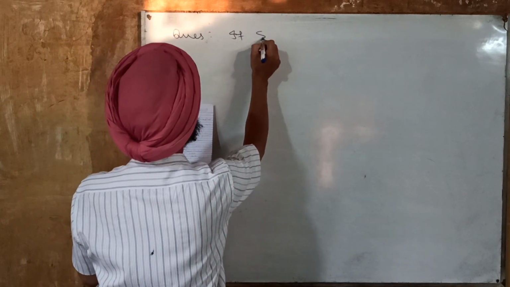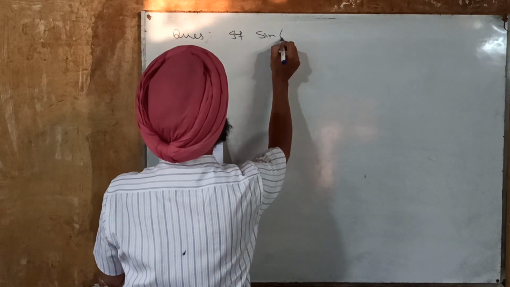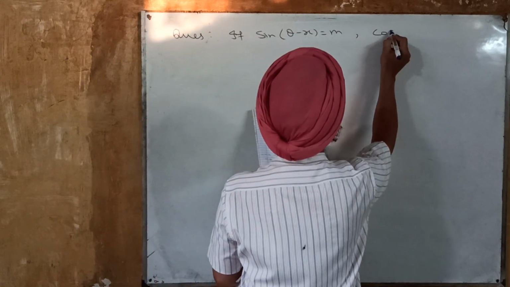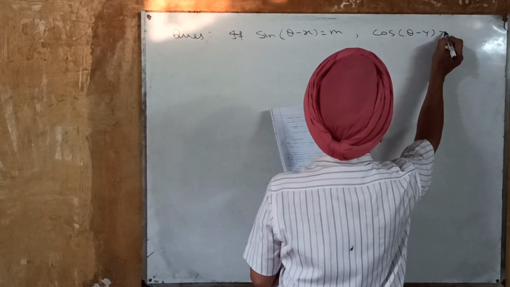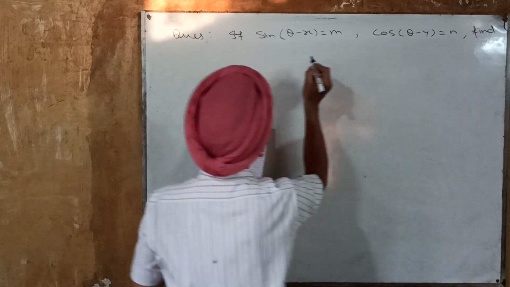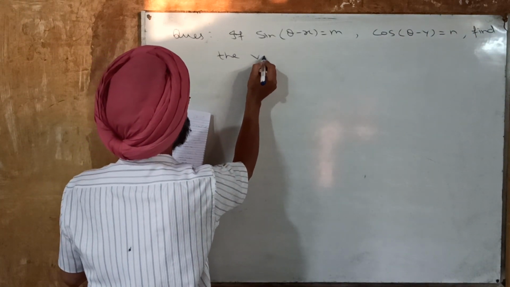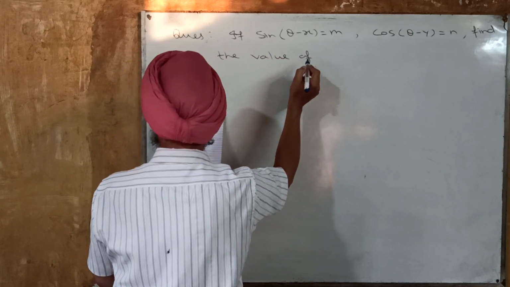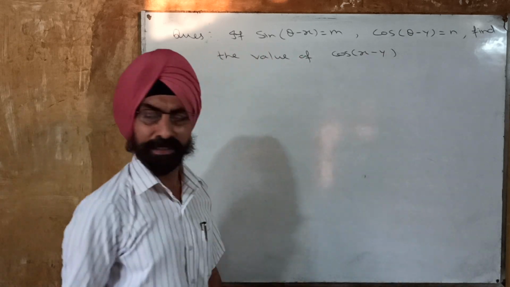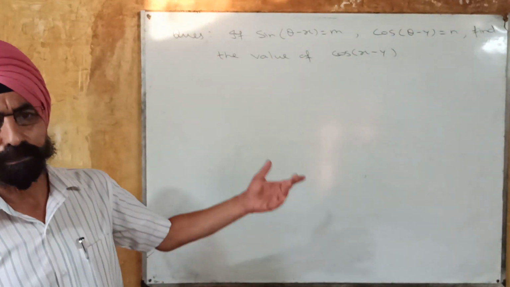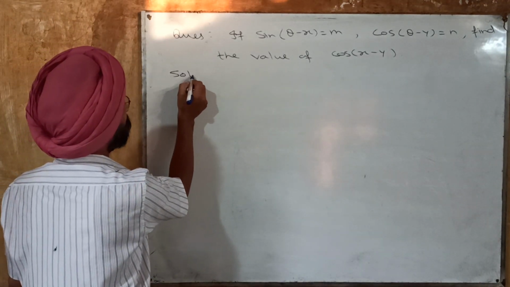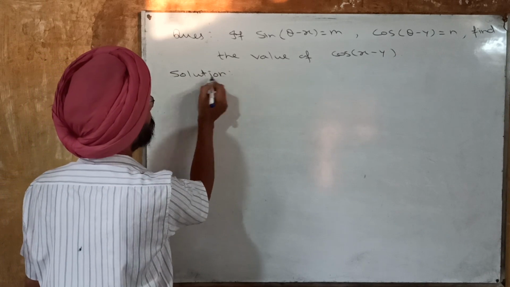if sin(theta minus x) is m, cos(theta minus y) is n, find the value of cos(x minus y). As compared to the previous questions, it is a little bit easy. Why? Let us have a look at the solution.